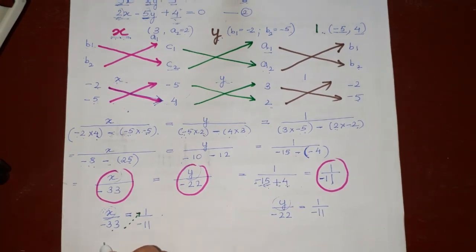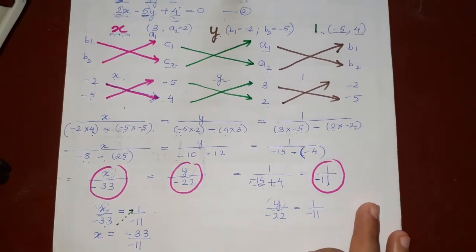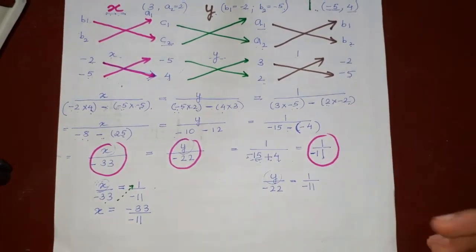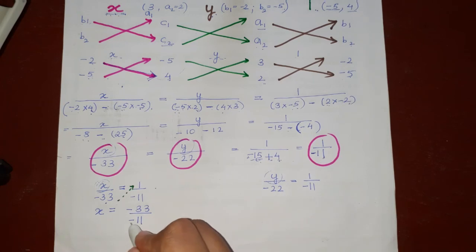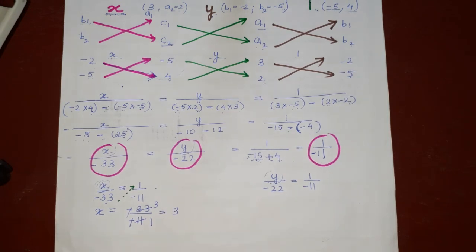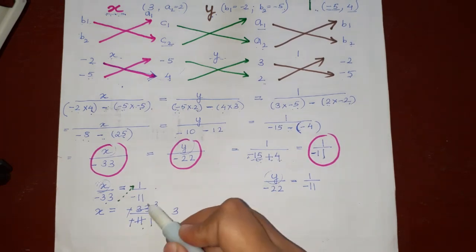So it will become x equal to negative 33 upon negative 11. We know minus minus goes, 11 1s are 11, 11 3s are 33. So the answer for x is 3. The solution for x is 3 after cancellation. 33 is there in 11's table, so I cancelled it.